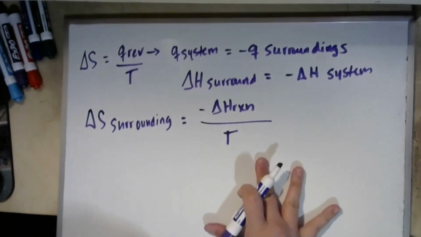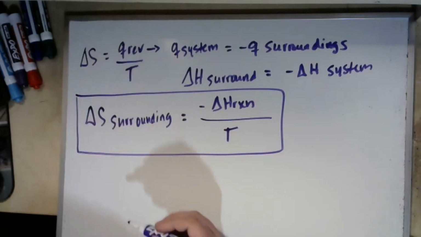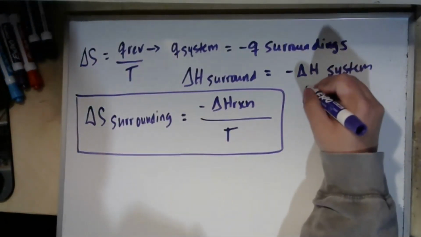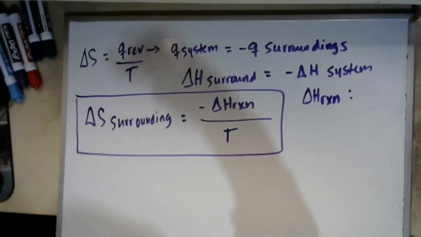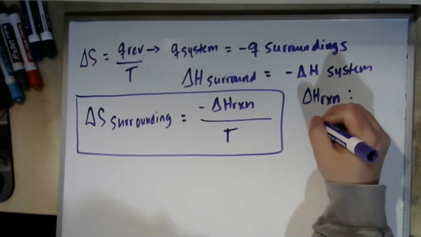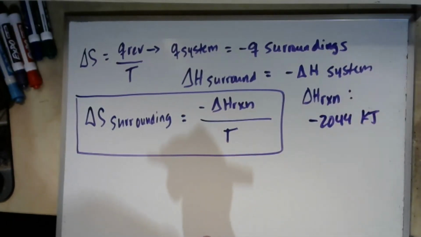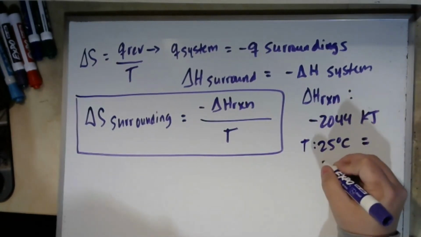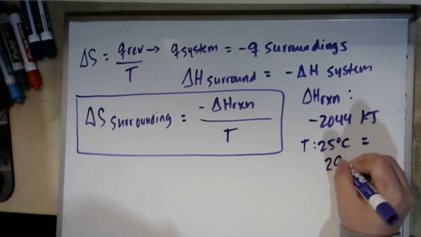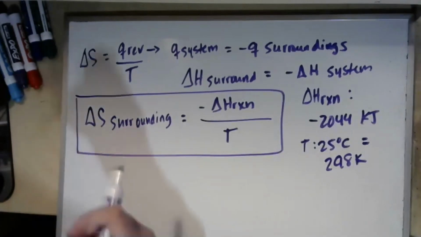Here in this problem, they gave us a delta H of the reaction value. If we had a delta H value for our surroundings, that'd be fine, but we have the delta H value for our reaction because they gave that to us after the balanced equation. They told us that the delta H of the reaction is negative 2044 kilojoules. They also told us that the reaction is occurring at 25 degrees Celsius, which means that the temperature we're going to use will be 298 Kelvin. And now we can find the delta S of the surroundings.